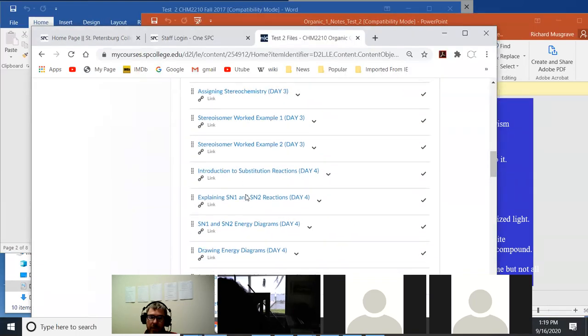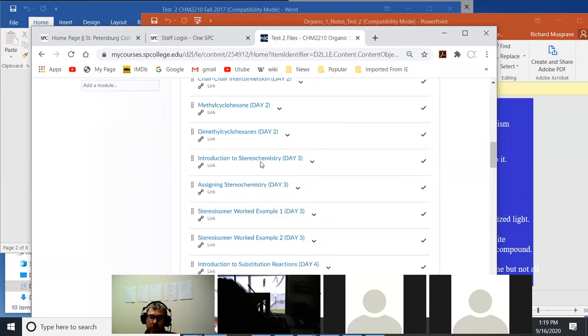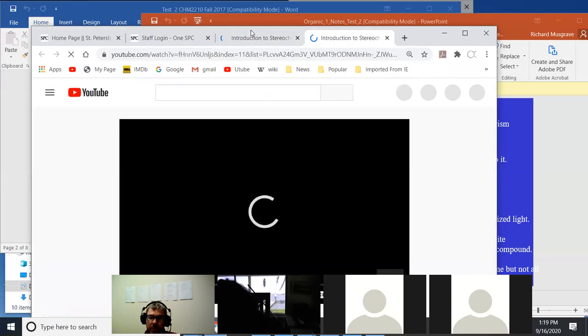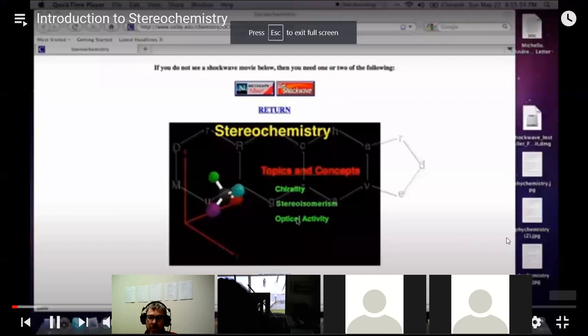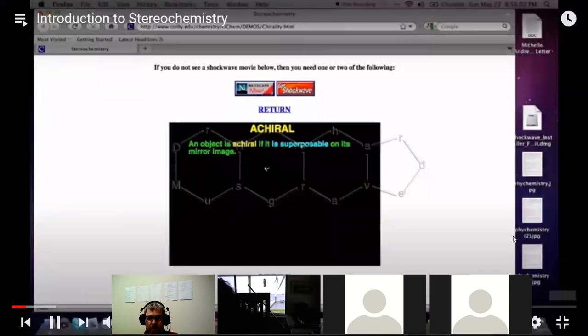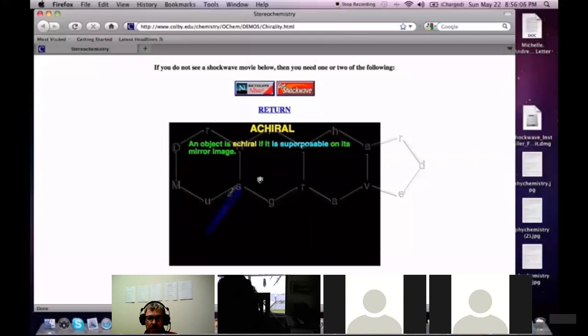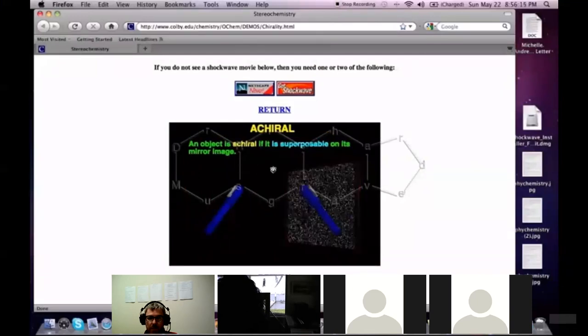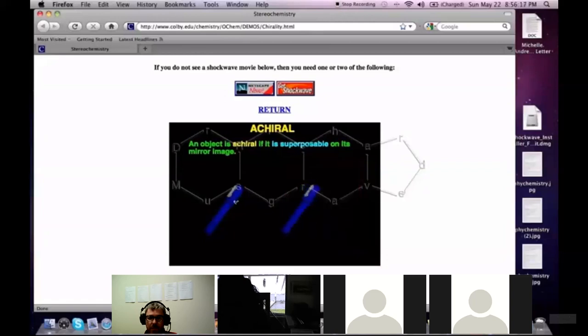All right, let's go back to Introduction to Stereochemistry. We'll introduce you to the concepts of chirality, stereoisomerism, and optical activity. Let's start off with chirality. An object is achiral if it is superimposable on its own mirror image. So we've got a pen here. This pen happens to be symmetric. So we take the mirror image of the pen, and when we lay it on top of the pen, they match, everything's okay. That's what superimposable or superposable means.